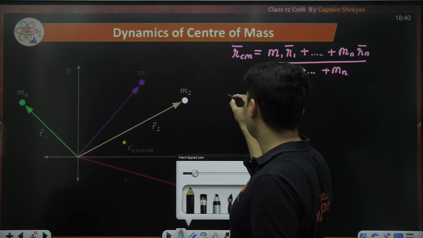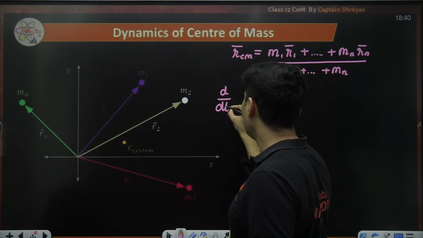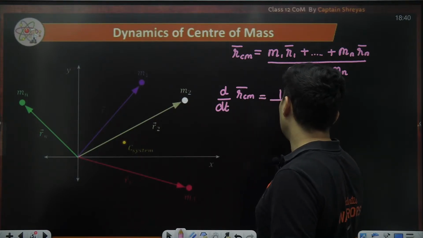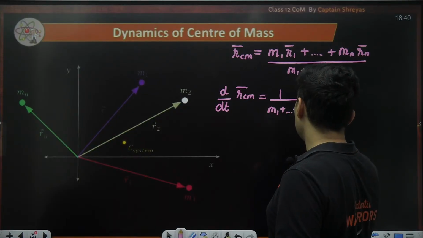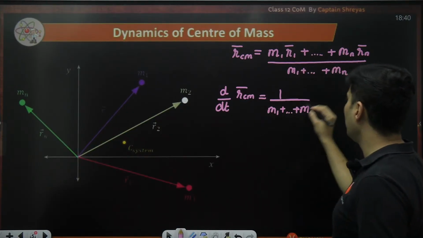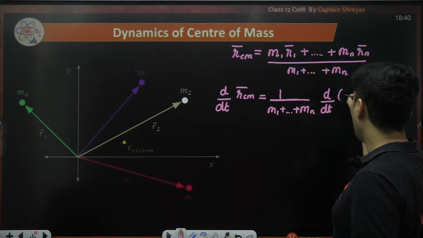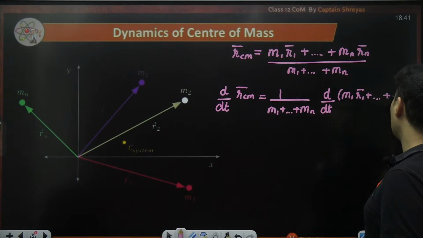Now what I will do is I will take the derivative on both sides. Okay, I will differentiate this, so it will look something like this: d by dt of RCM. Now this term of M1, M2, M3 like that till Mn is a pure constant. I can take it outside the derivative and I will be left with d by dt of M1 R1 plus M2 R2 like that till Mn Rn.